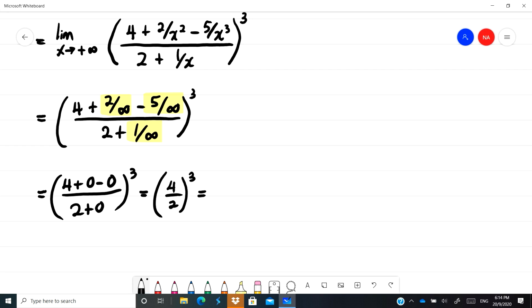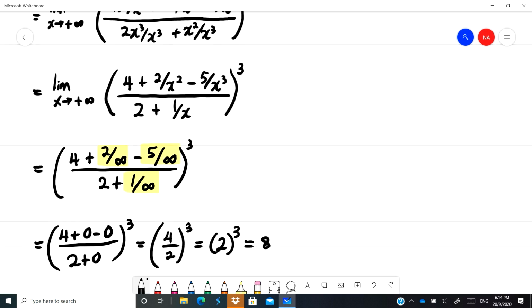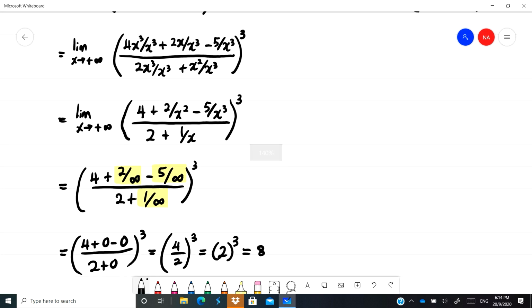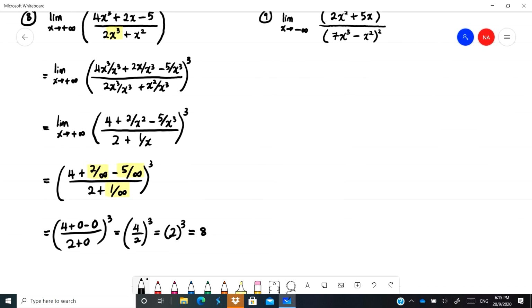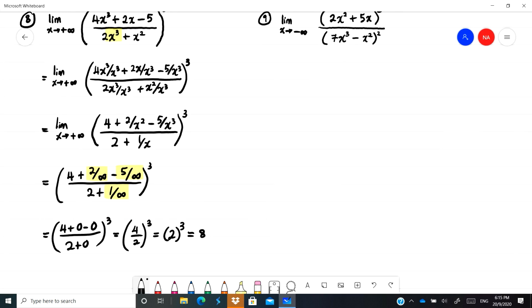What is 4 over 2? 4 over 2 is actually 2, so 2 to the power of 3 is calculated as 8. You can simplify your final answer as 8. So meaning to say that if you have this kind of function, as x approaches positive infinity, the function will approach the value 8.